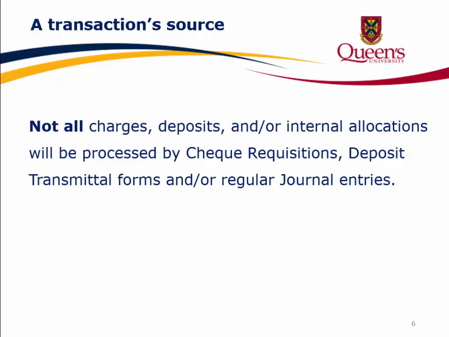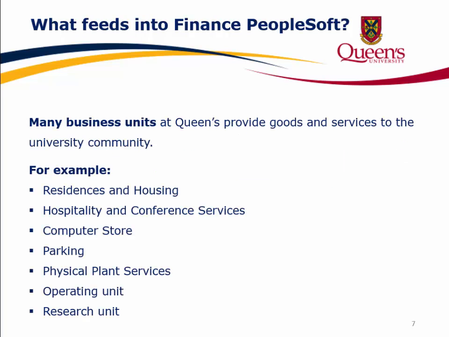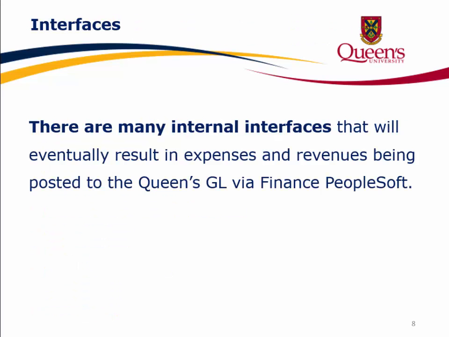A transaction source. Not all charges, deposits, and/or internal allocations will be processed by check requisitions, deposit transmittal forms, and/or regular journal entries. What feeds into Finance PeopleSoft? Many business units at Queen's provide goods and services to the university community. For example, ancillary operations such as residences and housing, hospitality and conference services, the computer store, parking, or a central service department like physical plant services, an operating unit, or a research unit. There are many internal interfaces that will eventually result in expenses and revenues being posted to the Queen's GL by way of Finance PeopleSoft.